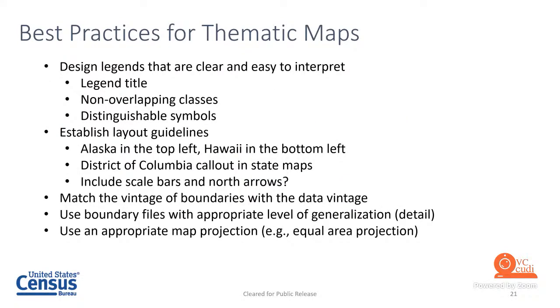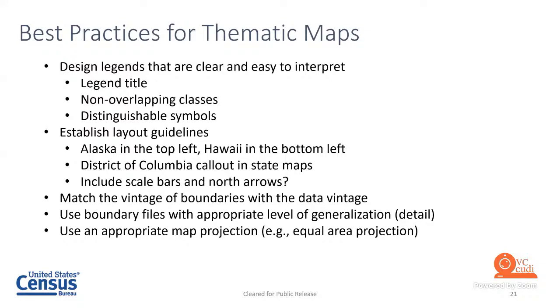Legend design is very important for communicating with maps. Legends should be clear and easy to interpret. They should include a legend title, non-overlapping classes, and distinguishable symbols. It's important to establish layout guidelines in organization. For example, on Census Bureau maps, we always want to include Alaska in the top left of the map and Hawaii in the bottom left. This keeps them in their relative positions in relation to the 48 contiguous states.